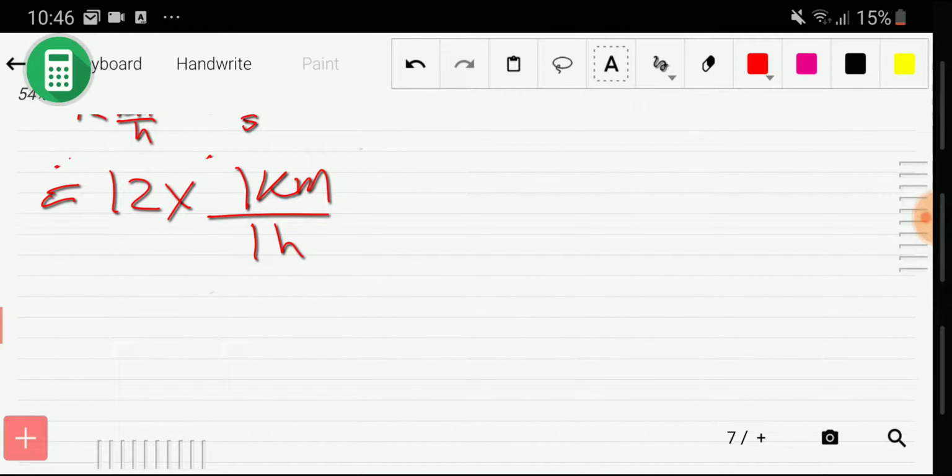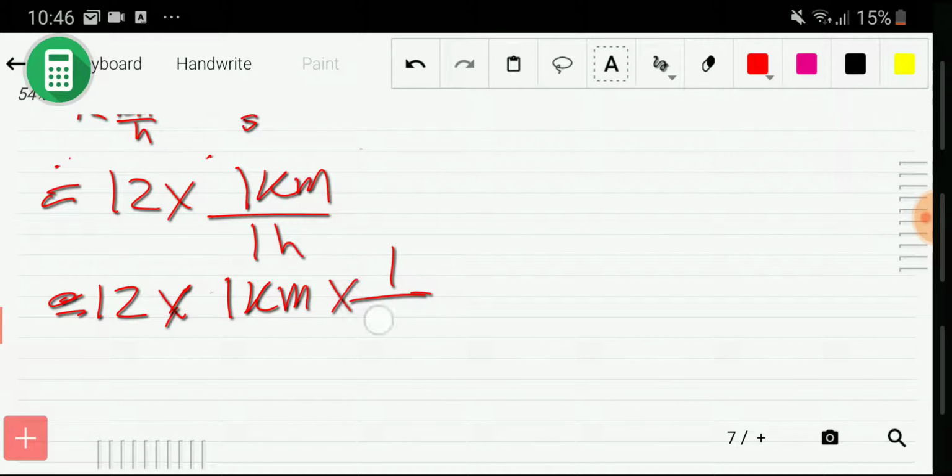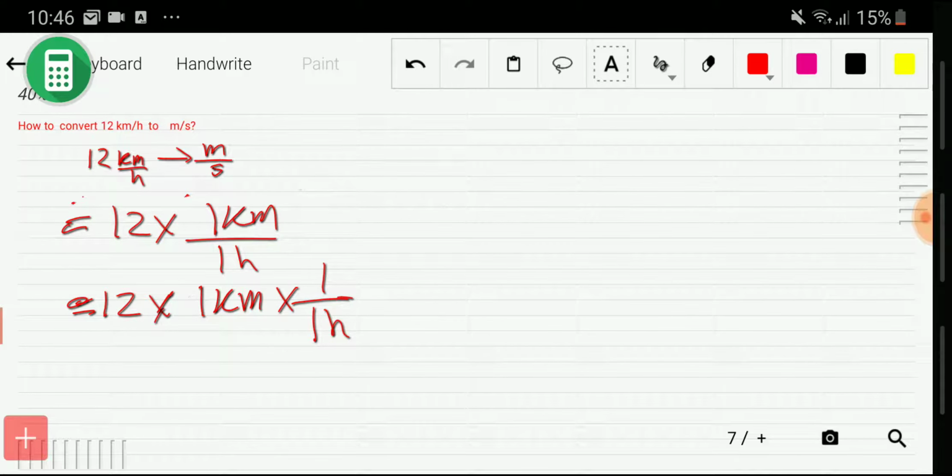So I can also write 12 times 1 kilometer over 1 hour. I am not doing anything. I am just rewriting 12 kilometer per hour like this. Now we have to convert this kilometer to meter and this hour to second, right?